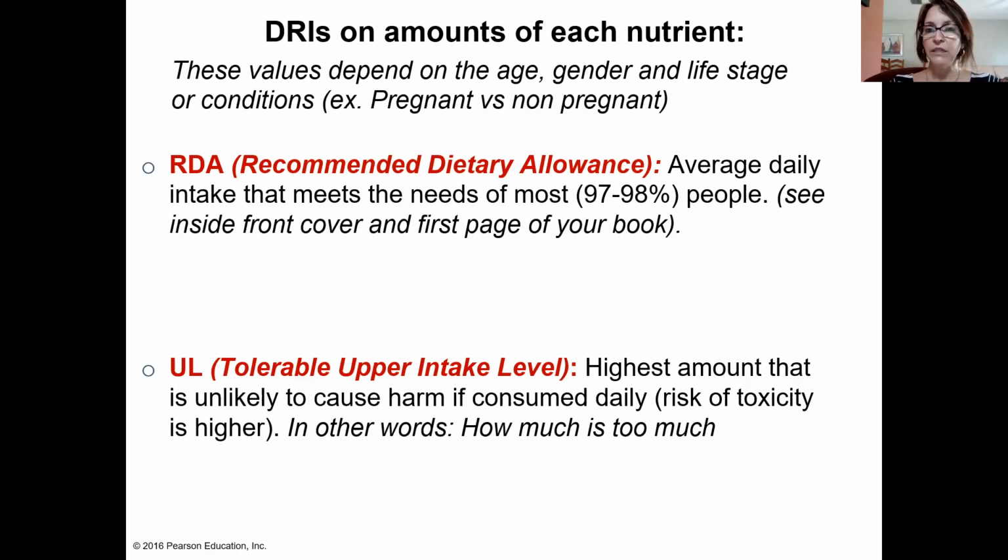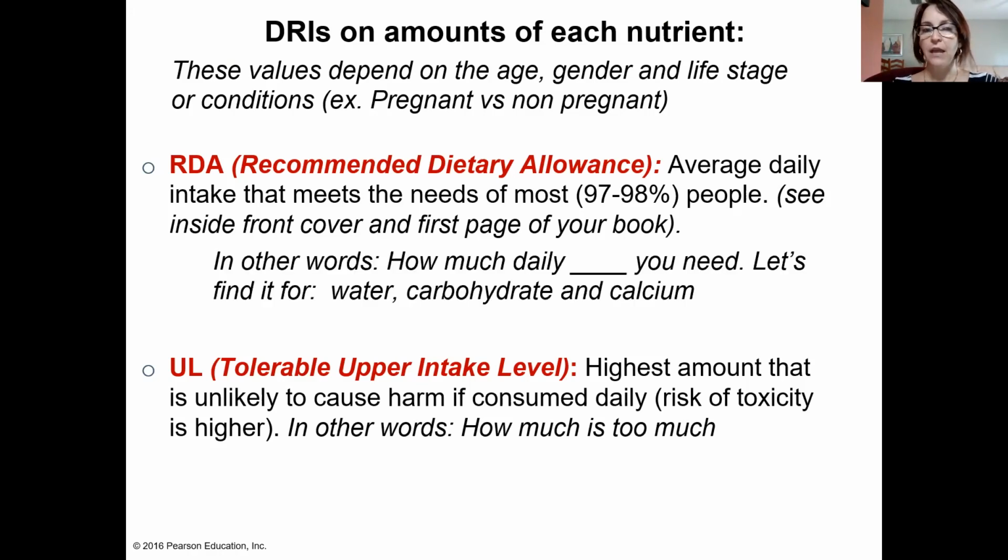The first value, RDA, is the average daily intake that is supposed to meet the needs of most people. It means 97 to 98% of the people. The UL, or tolerable upper intake level, as the name tells you, shows how much is too much. So what is the highest amount that you can't eat more than, because you will then be at risk of toxicity. In other words, how much is too much?